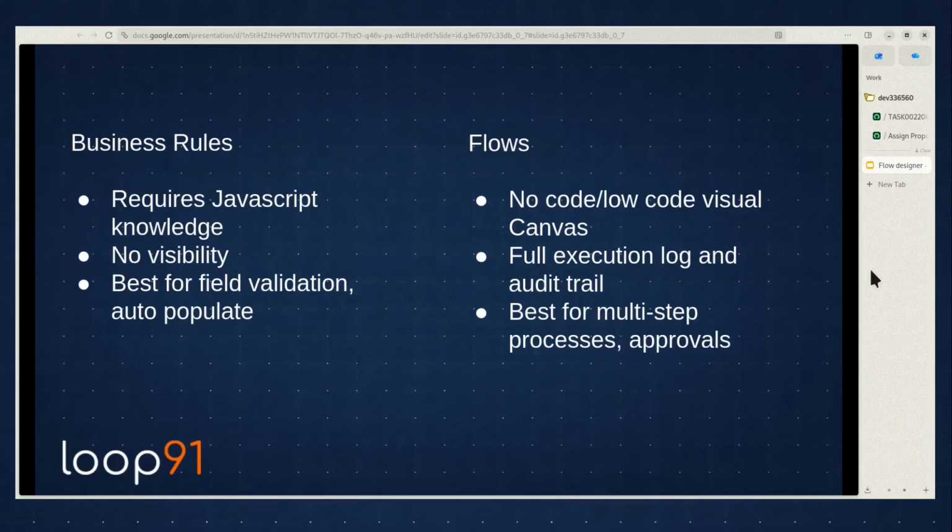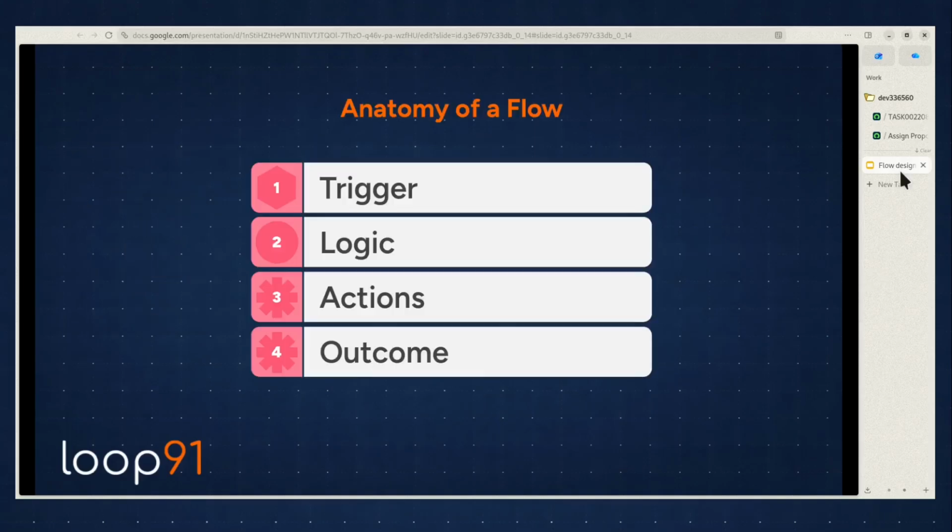So when would you use business rules? They're best for very small automation. For example, field validation. If someone has put in a wrong value, you can stop the operation or auto-populate other fields based on these fields. But flows are best for multi-step processes and approvals. For example, if you want to create 3 tasks after an incident is created, then you would use flows in place of business rules.